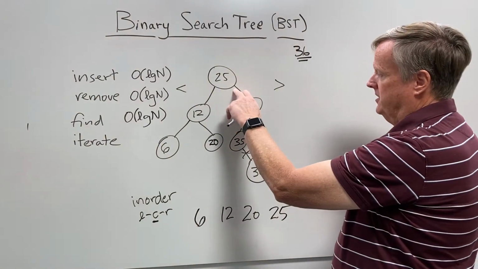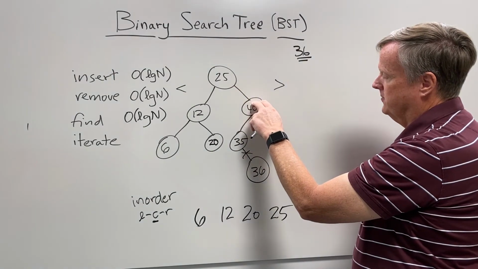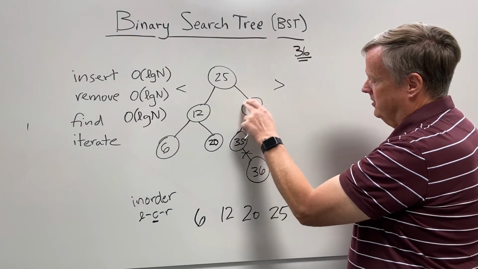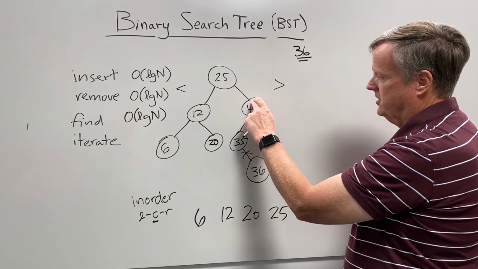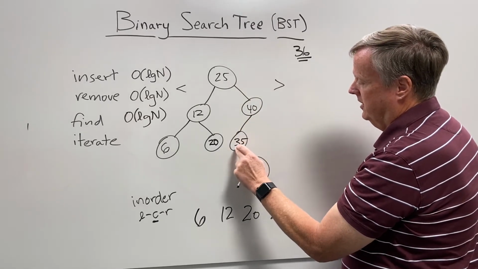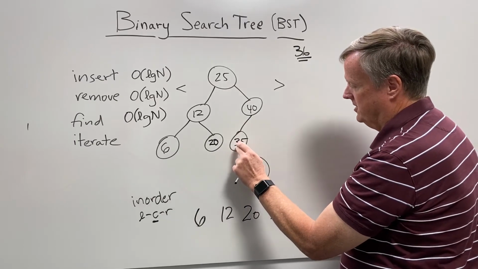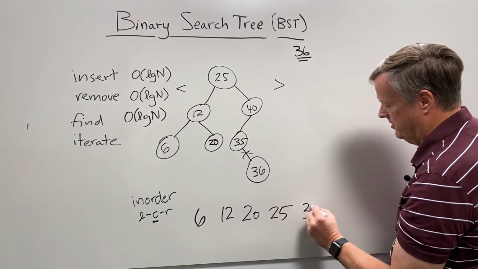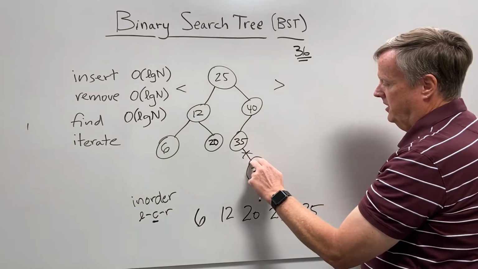And now I do the right-hand side. So I'm going to go down the right. I hit this 40, this node here at the 40. But the first thing I do is I look down the left. So I'm going to go down this left. I hit this node. I look. There's nothing to the left. So now I do the center. I do that one. I visit the 35. And now I go down the right.